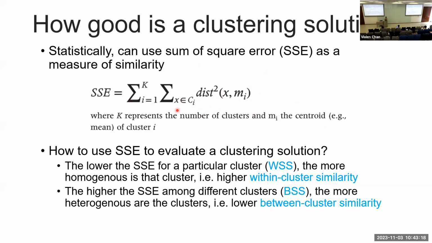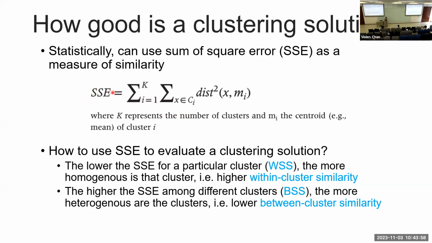I think this formula is very easy to understand. You calculate the distance between x, the data point, and m, the centroid or the mean of the cluster. That means you are measuring, within the cluster, the distance of all the data points from the mean of that one cluster. And then this summation sign is simply the sum over all the clusters, the sum of the distances of all the clusters. So this is the sum of square error.